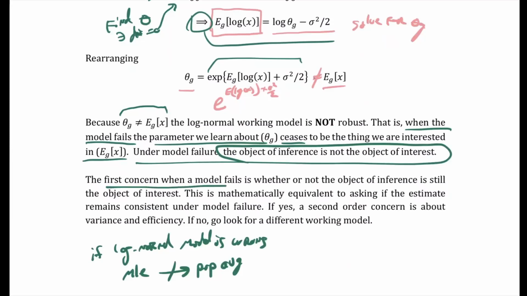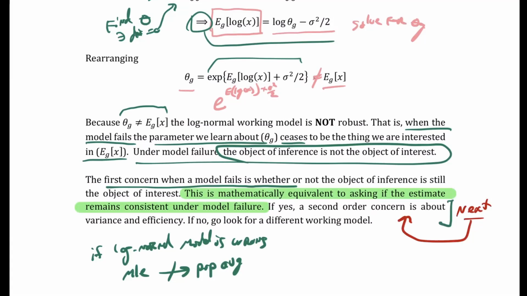So the first concern is when a model fails, right? And this turns out to be mathematically equivalent to asking whether the model is consistent. If, in fact, the model is consistent under model failure, then we can worry about efficiency. That's the next piece; we'll worry about that later. The first part is understanding this.